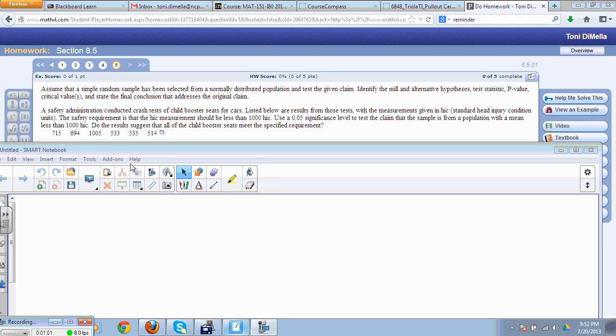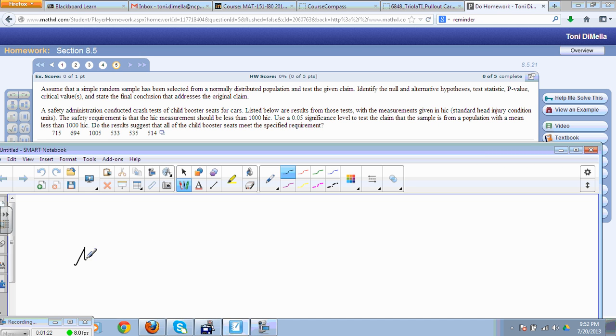You'll notice in here that we only have a list of data. It does not say anything about what's going on with sigma. We don't know the population standard deviation. So we're going to have to do a t-test. Our claim is that it is less than 1,000.